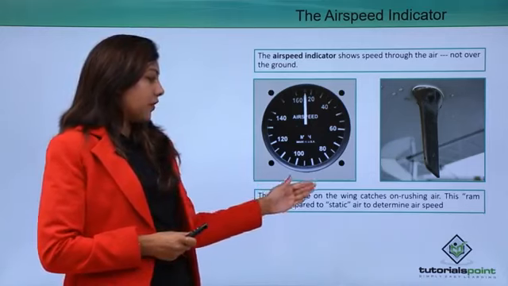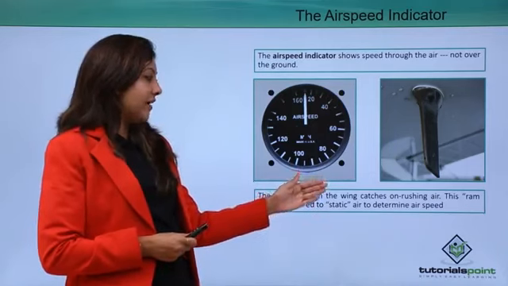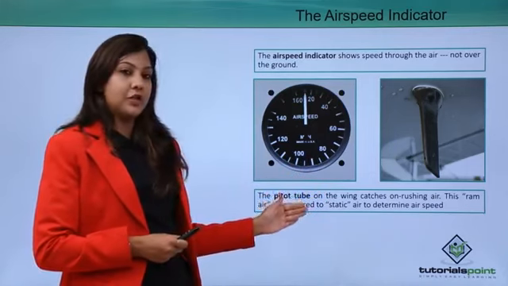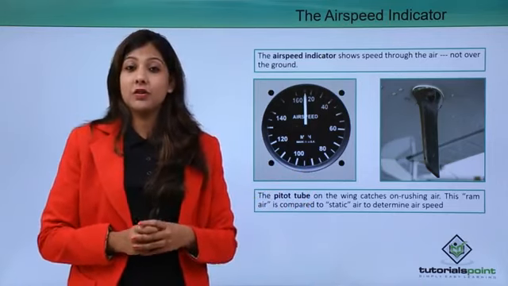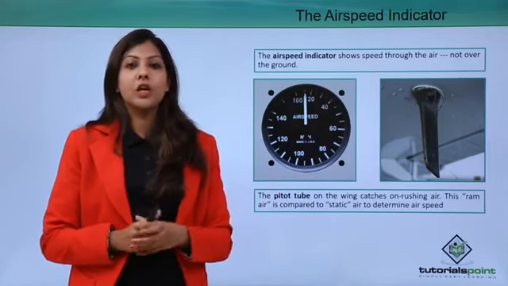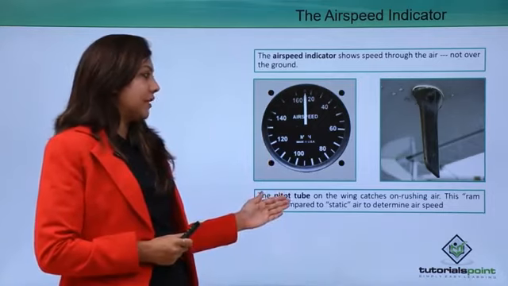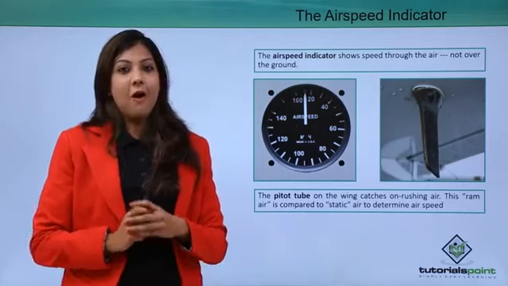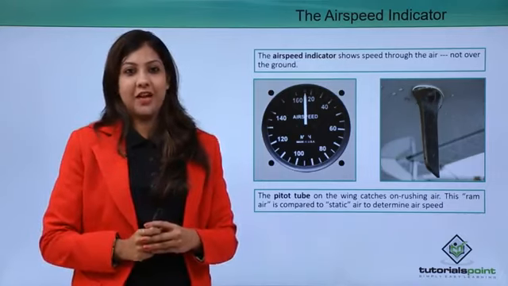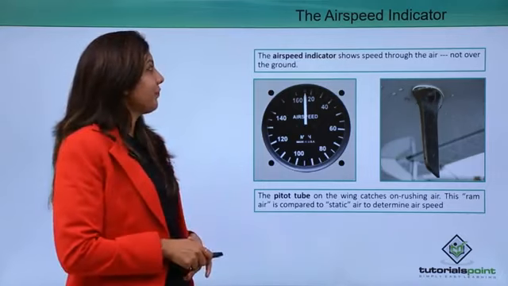The pitot tube on the wing catches the rushing air. This ram air is compared to static air to determine the airspeed, and that is what is used by pilots the world over, because this particular pitot tube on the wing really helps to know the airspeed during that particular phase of the flight when it is in the air.